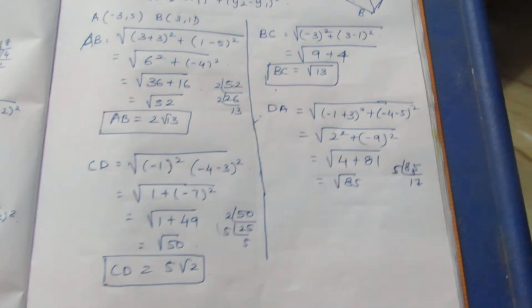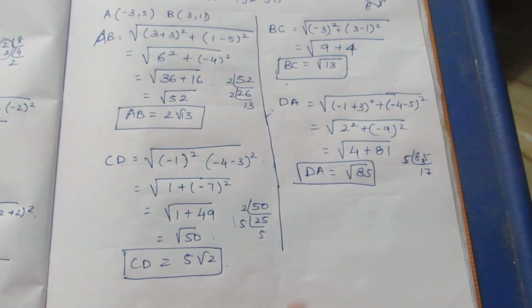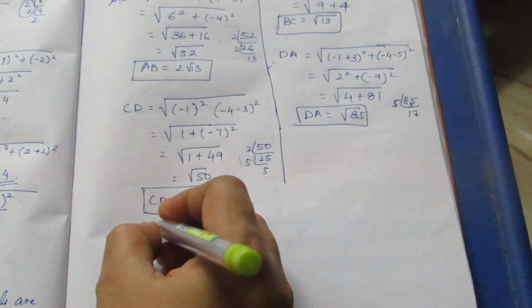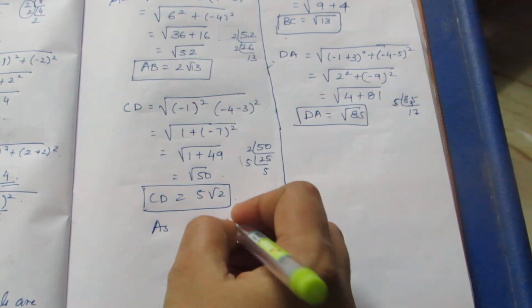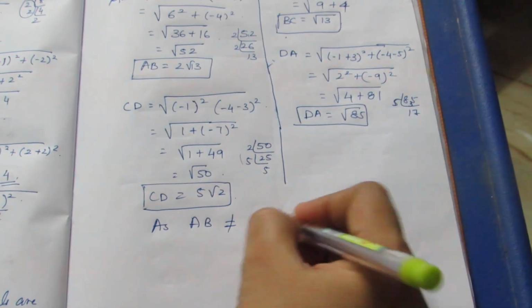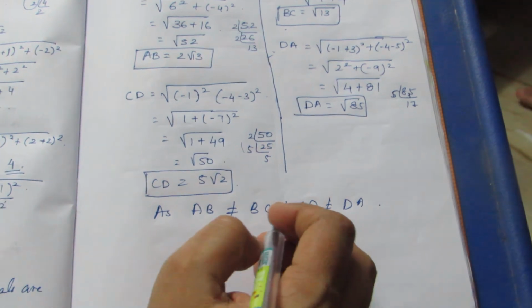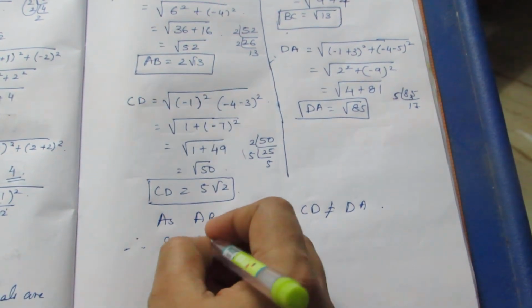Now we can see that all the sides are different. Nothing is equal. That means it will not form a quadrilateral. There is no quadrilateral. So as AB is not equal to BC, is not equal to CD, is not equal to DA, therefore no quadrilateral is formed.